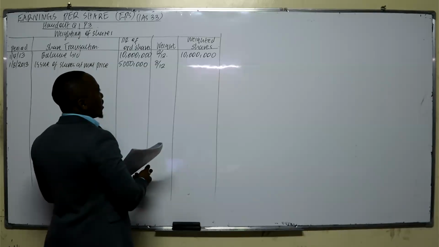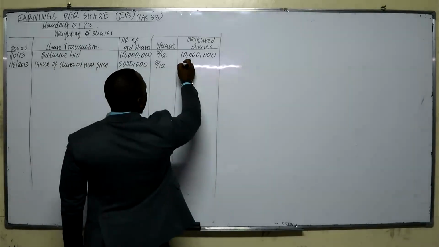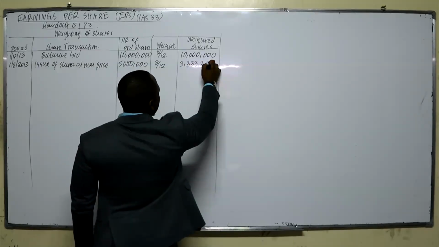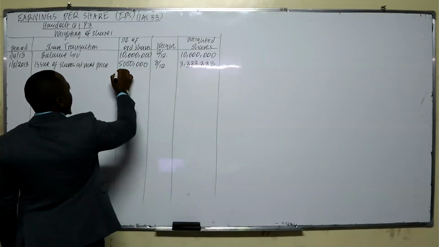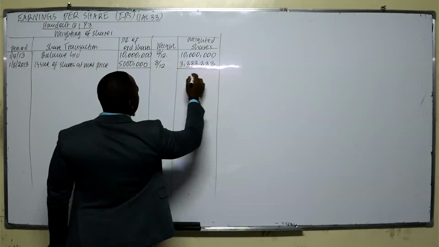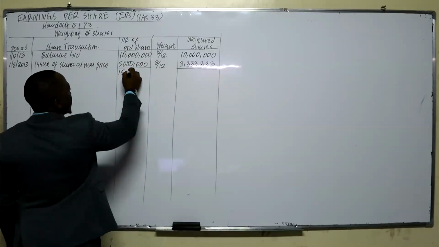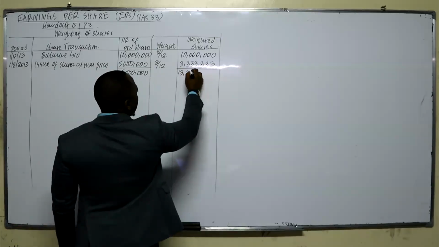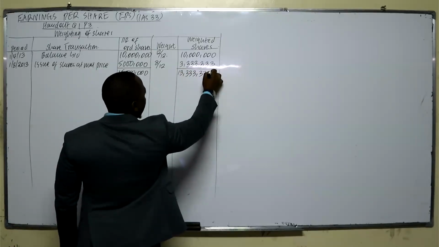Give me the answer. Sorry? 3 million? Like that. Then after every share transaction, we sum up. So the issued shares are 15 million, but the weighted shares are 13.3 million, recurring. Good.